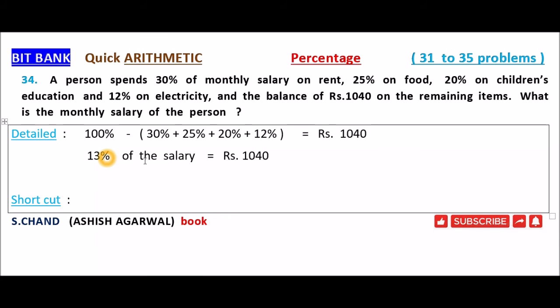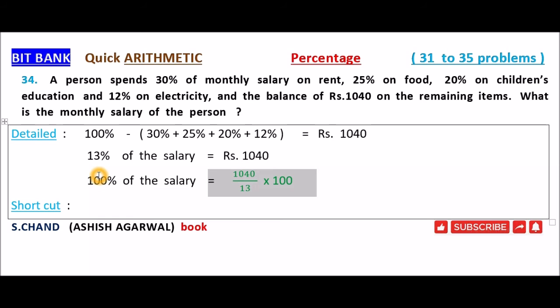So 13% of the total salary is 1040. Then 100% of the salary, that means total salary, is equal to 1040 divided by 13 into 100. After simplification, we get 8,000 rupees. His salary is 8,000.